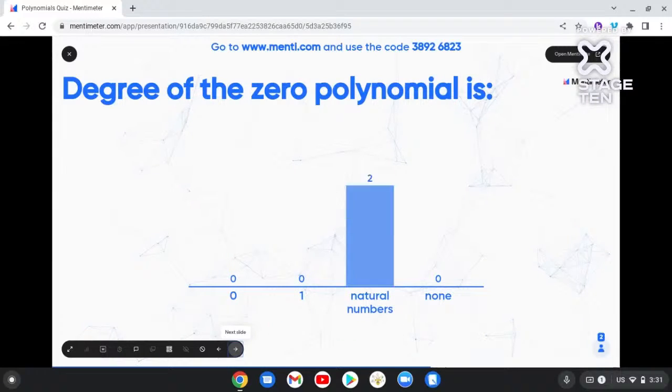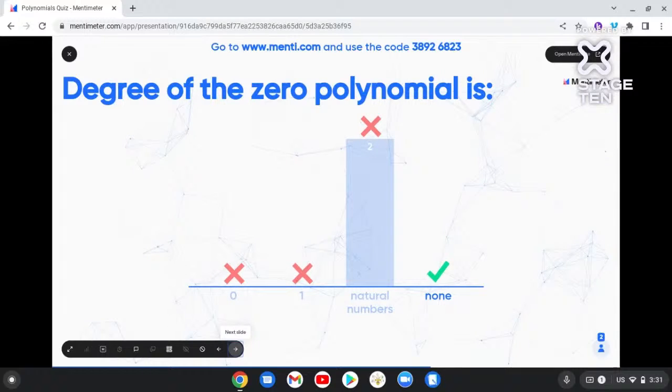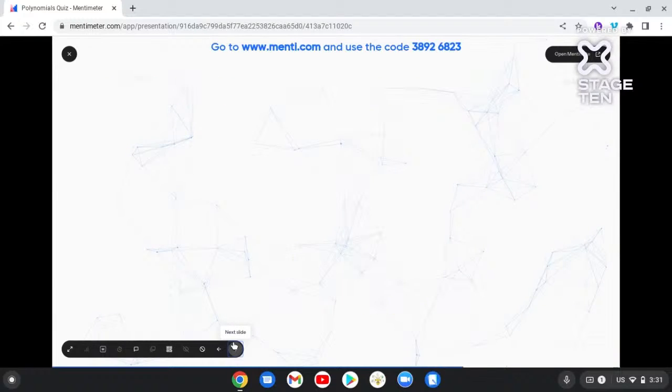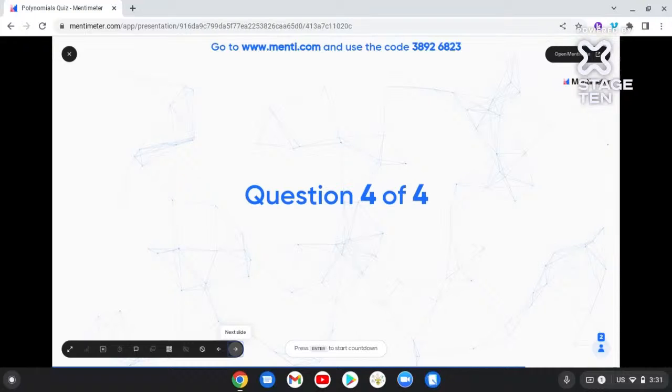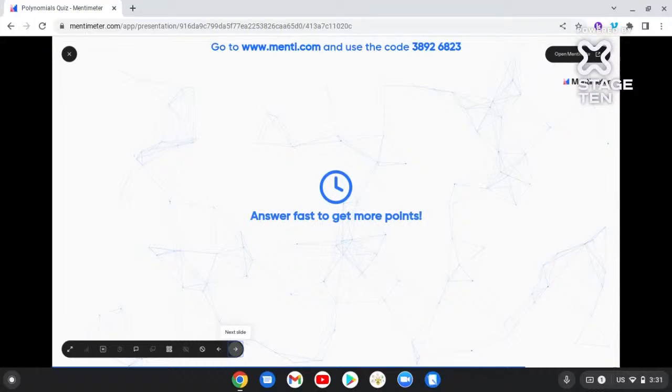So everyone has voted, and the correct answer is none of these, because degree of a zero polynomial is not defined. The power, the exponent is not defined in a zero polynomial. And moving towards the last question of the day.